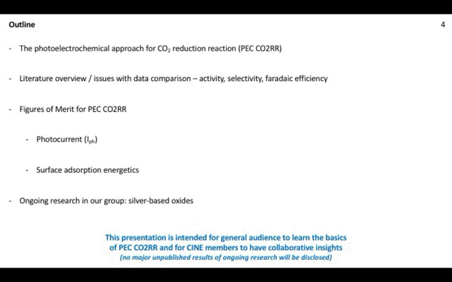In the end, we'll talk a little bit about the ongoing research in our group, specifically on silver-based oxide semiconductors. This presentation is intended for a general audience, especially students who are starting to work with CO2 reduction, or other members of the CINE project who want to collaborate with us and have some ideas. Of course, there will be no major novel results to be disclosed today.